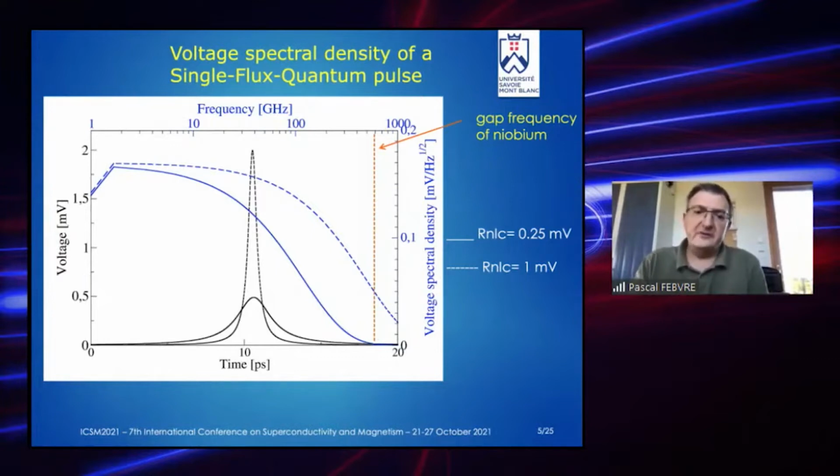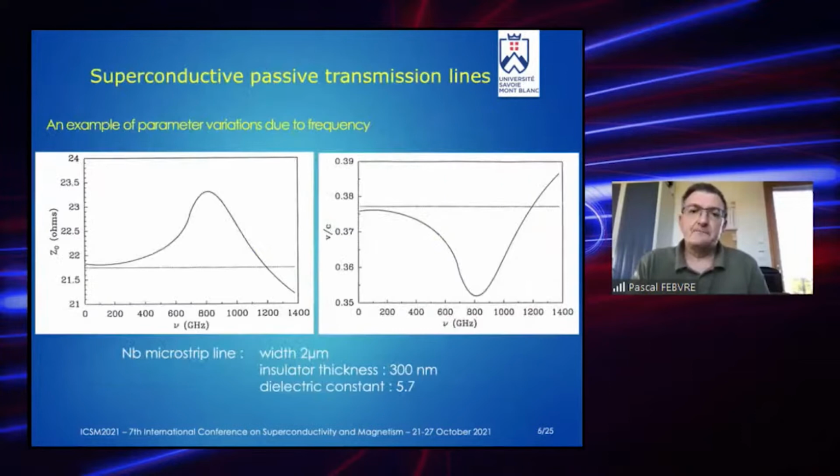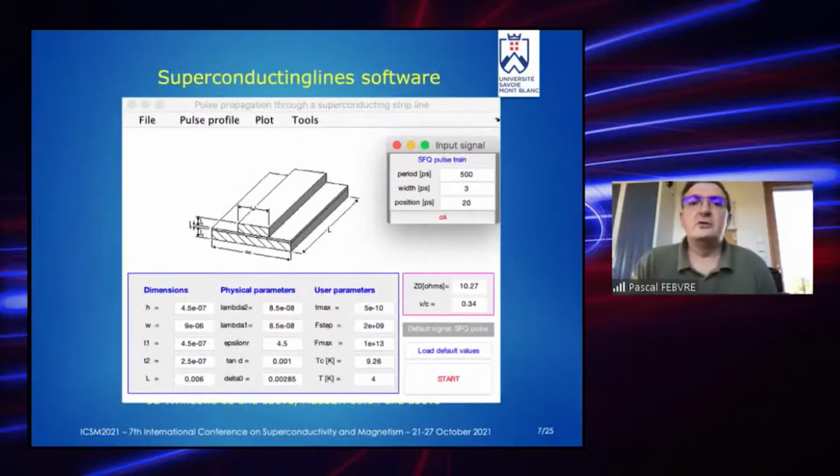So we developed this software to apply these signals to a PTL, a passive transmission line. If we calculate characteristic impedance and propagation velocity, you can see the variation of these two parameters around the gap frequency, clearly, which is very important. So which means the properties are modified. And so we developed this tool, which has a few menus.